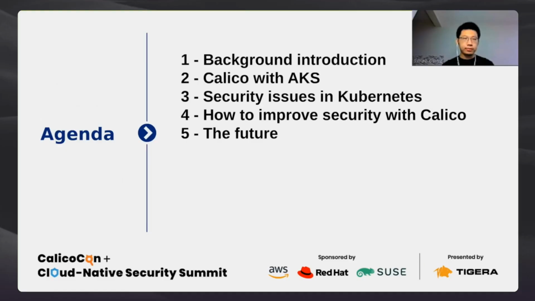In this talk, I will introduce some security issues in the Kubernetes environment and how to enhance application security through Calico. First, I will introduce my background about AKS and my application. Second, I will introduce Calico with AKS, and I will show you security issues in Kubernetes and how to improve security with Calico, and I will show you the future.